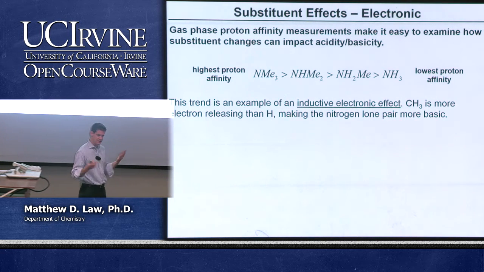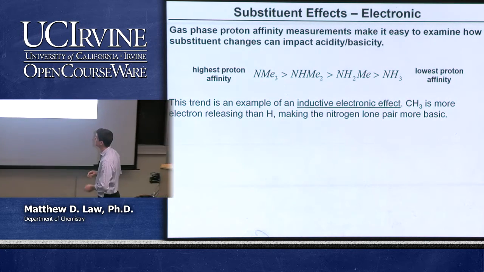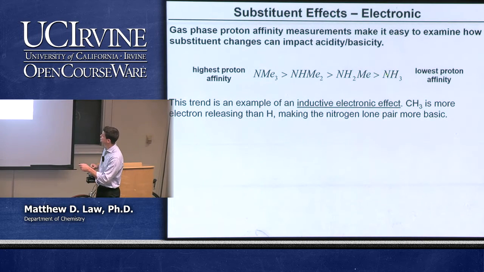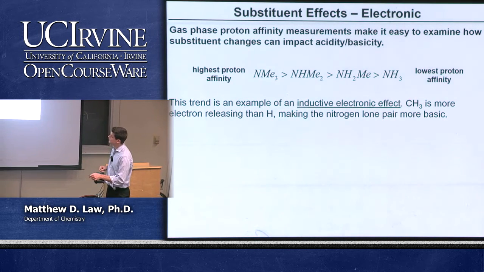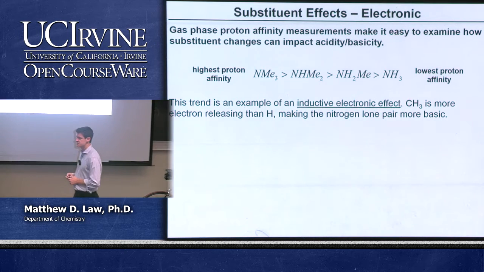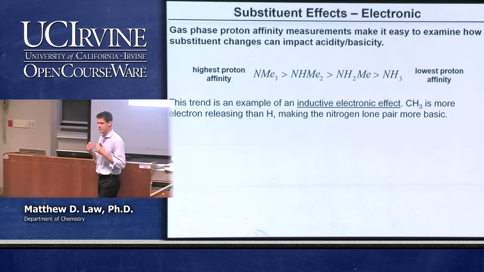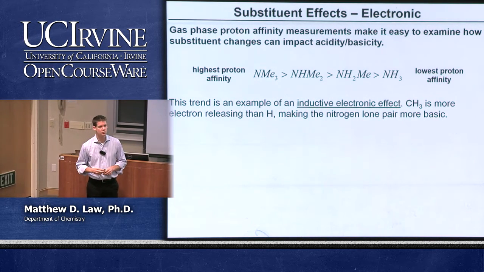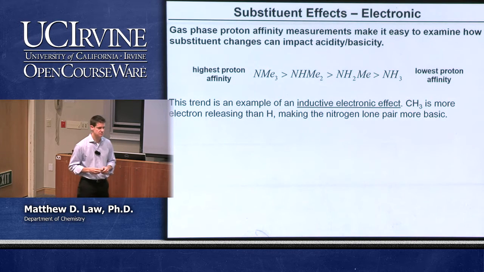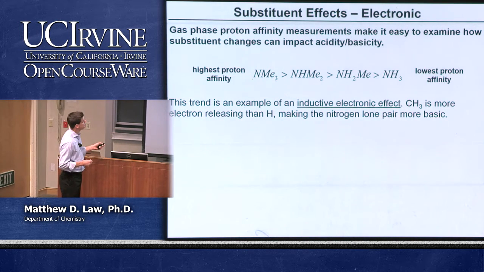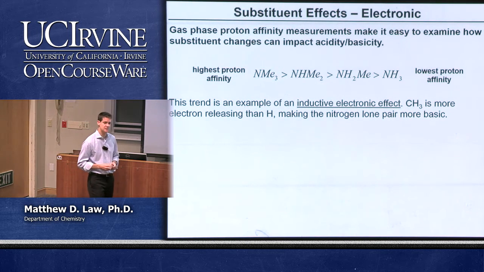Methyl is an electron donating type of substituent. And so as we add more and more methyls to the central nitrogen, we have electron releasing tendencies of these methyls, giving us more electron density on the nitrogen, making this nitrogen lone pair more basic. Essentially, bathing the nitrogen in more electron density makes that nitrogen more prone to look for protons. So it becomes a better and better base as we make the electron density on nitrogen richer and richer. So this is a nice clean example of an electronic effect and inductive effect.